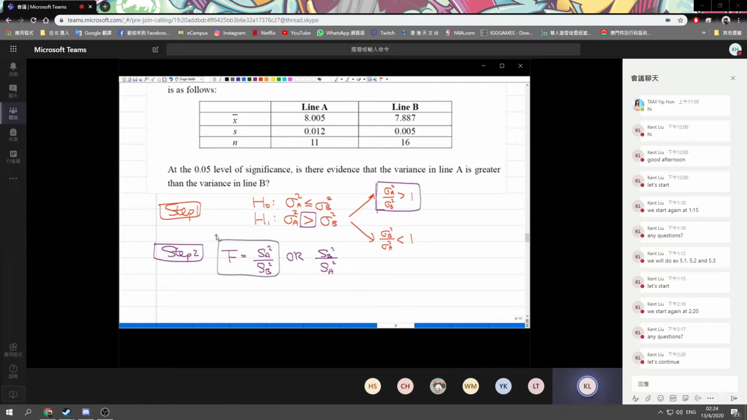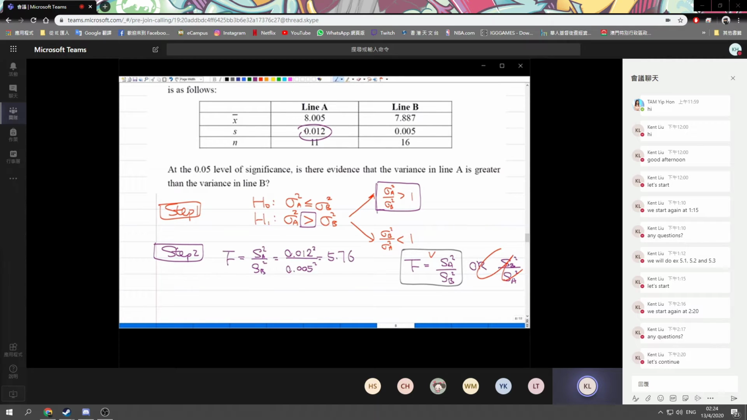So now we know that at this point we will not be using this. Instead we will do this one. So in step 2, we have S_A squared over S_B squared, and since we have the standard deviation for S_A, we need to take a square and divide this by the square of another value, and I have 5.76. All right, and then we have our step 3, which is the rejection region.